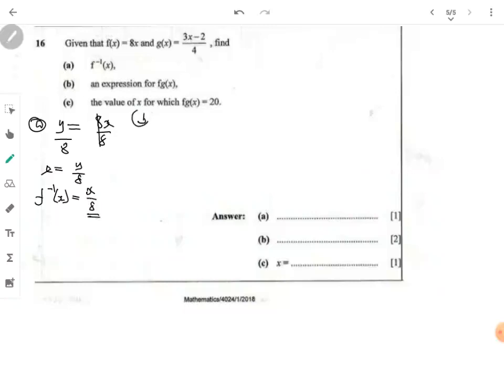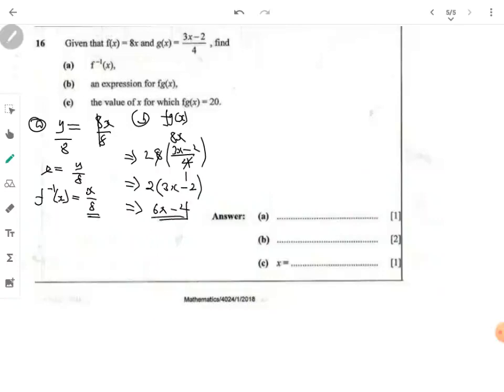B says an expression for f of g of x. So we are finding f of g in short. Whether they say an expression or what you're finding is f of g. Now f is this, right? That means in this function, where there's x, I'll put g. So I'll say f of g there. I'll replace this over 4. I know that 4 can go into 8 2 times. I'm going to have 3x minus 2. And this will give me 6x minus 4 as my final answer.